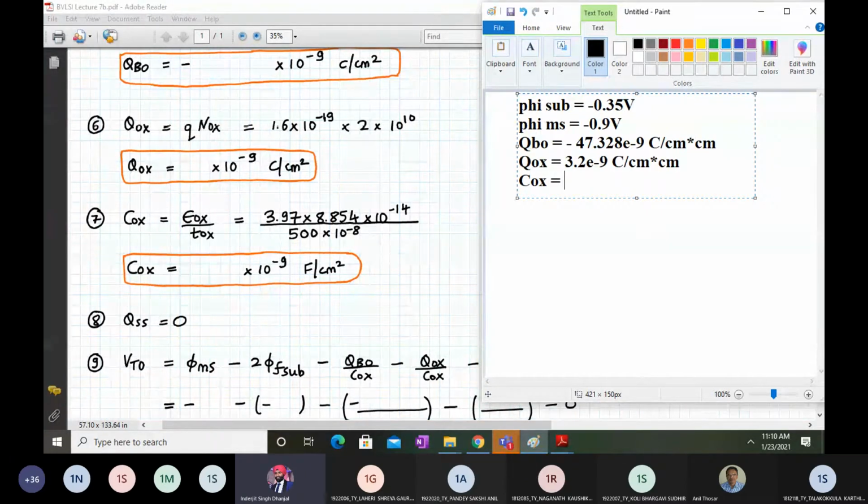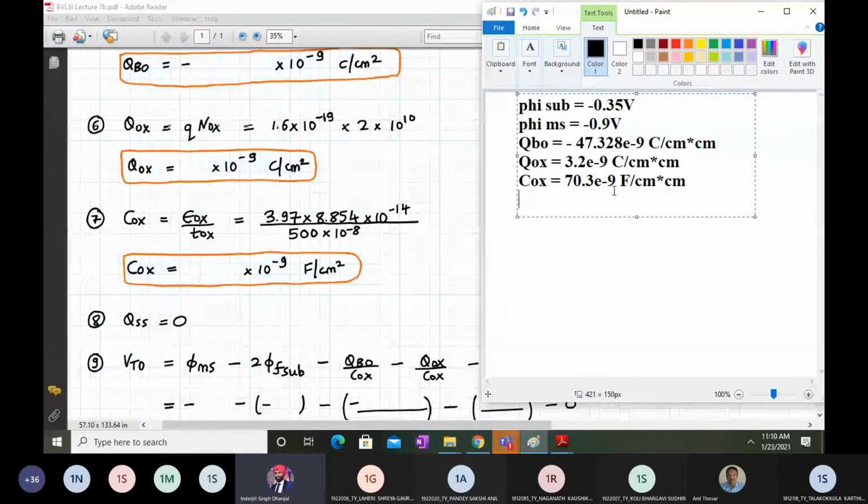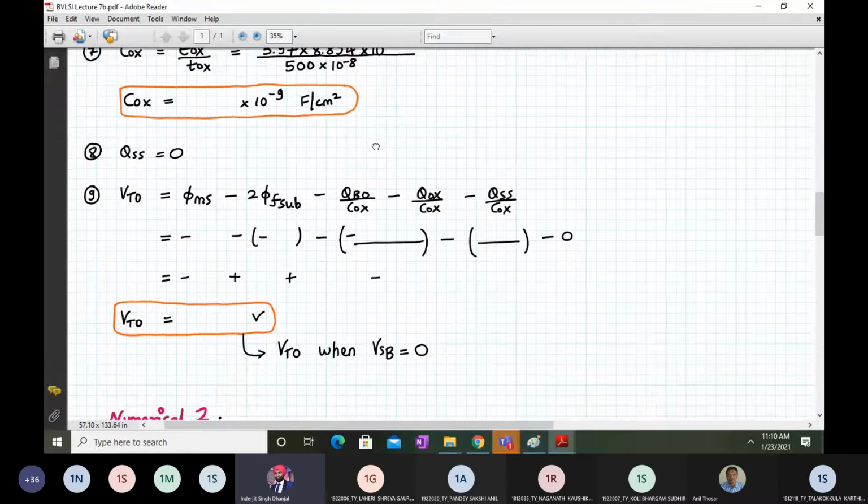Yes, 70.3. Correct. Absolutely correct. 70.3 into 10 is to minus 9. Yes, yes. And the unit is farad per centimeter square. Please always write the unit. Yes, 70.3. Correct. So all those who are giving answers, you all are on the right track. Then QSS is 0. Okay, it is given no charges are there. So QSS is 0. Now, listen very, very carefully.